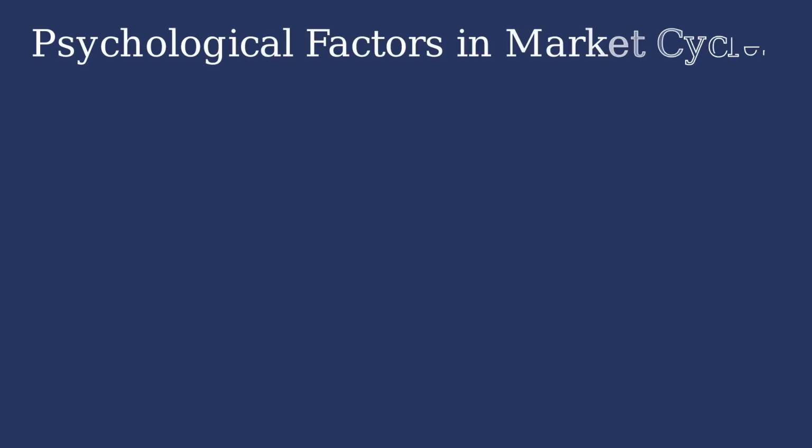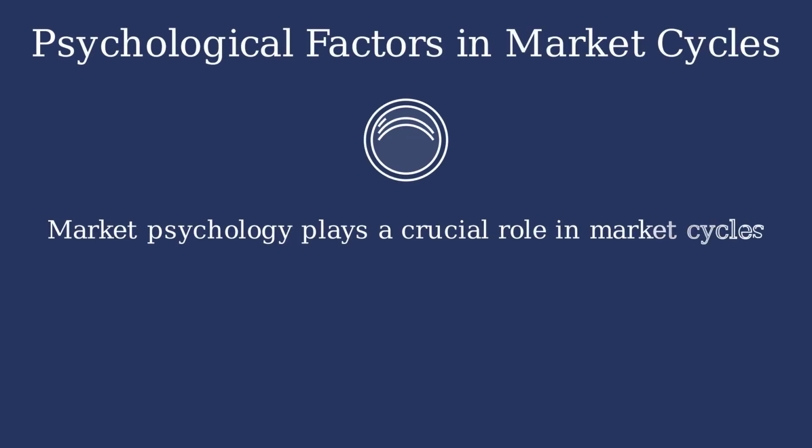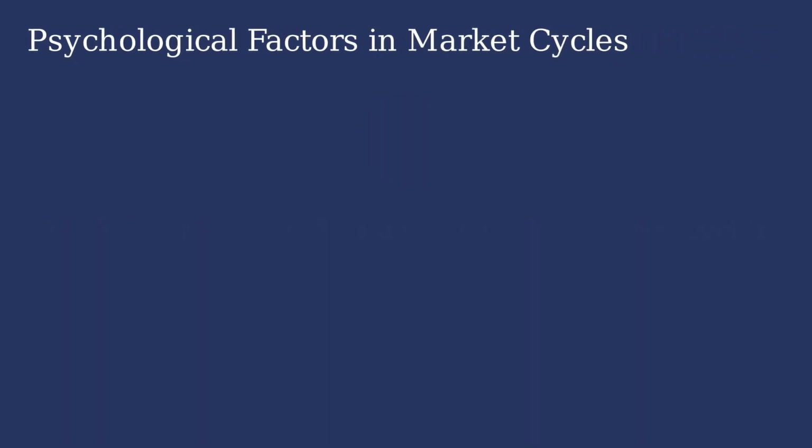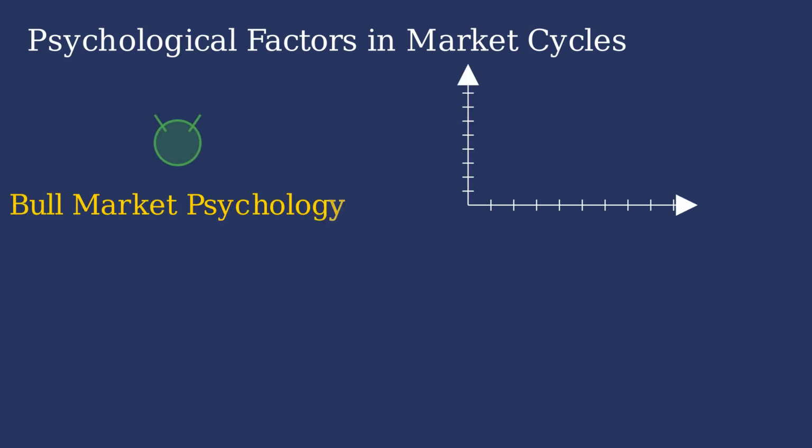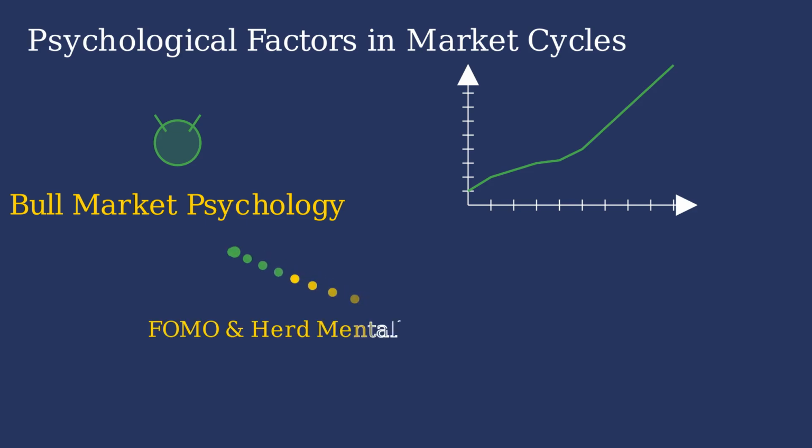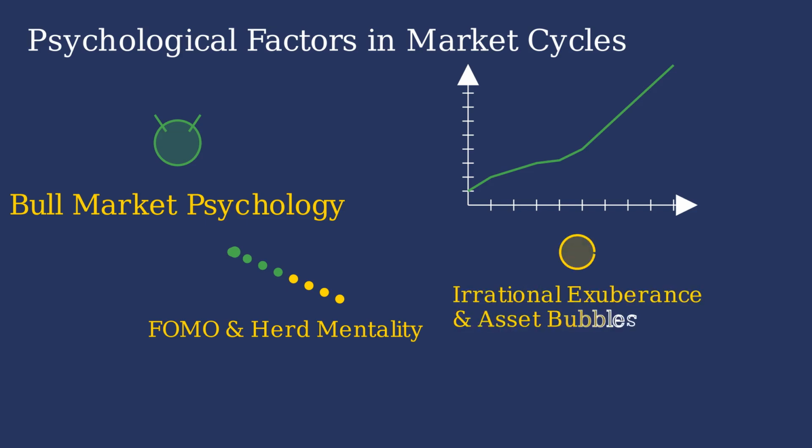Market psychology plays a crucial role in both bull and bear markets. During bull markets, investors often exhibit herd mentality, following others into investments out of fear of missing out, or FOMO. Herd mentality occurs when investors follow others, making decisions based on emotion rather than analysis. This can lead to irrational exuberance and asset bubbles, where prices rise far above their fundamental values.